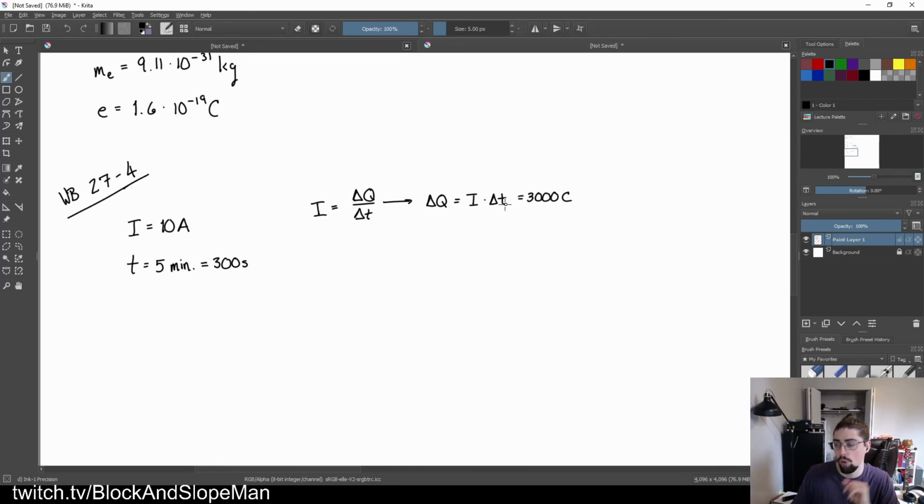So 3,000 coulombs, but then we say, okay, every single electron is contributing how much? 1.6 times 10 to the negative 19 coulombs. So if we're looking for the number of electrons, then we can take that total charge divided by the charge per electron, and we will end up with the number of electrons at the end of the day. And when we plug in all of these numbers, we should find something like 1.875 times 10 to the 22nd electrons.